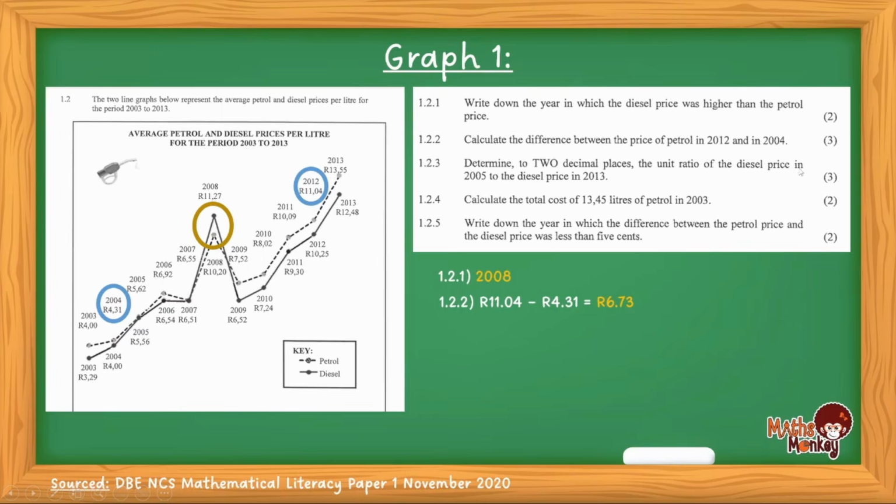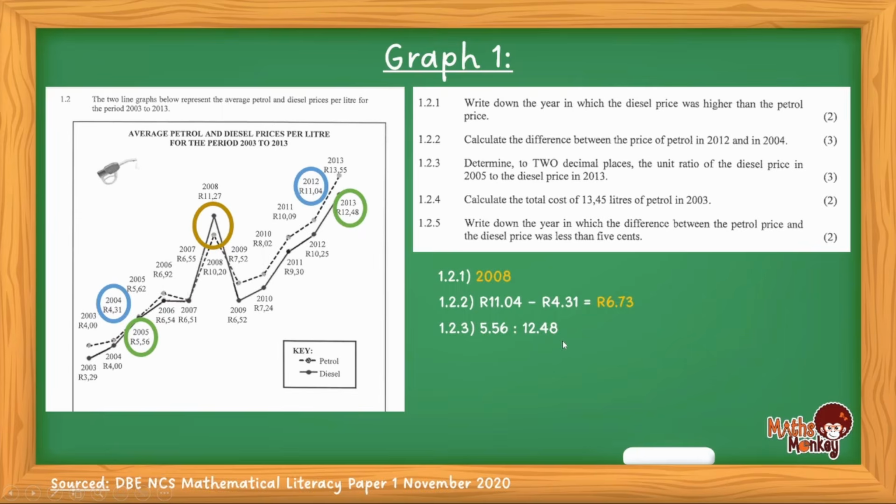And then it tells you of the diesel price in 2005 to the diesel price in 2013. So the order is always given when you are asked a ratio question. So 2005 has to be first, and 2013 has to be second. Again, we are focusing on diesel prices, right? So I go to 2005, that's the diesel price over there. And for 2013, that's my diesel price. Now I'm going to give it in ratio form by saying 5.56 is to 12.48.